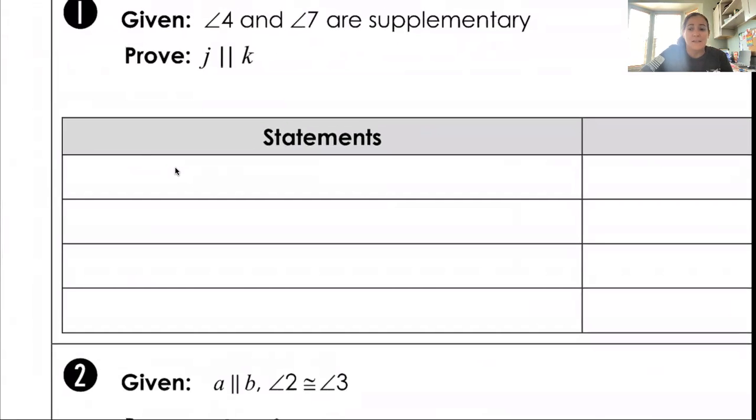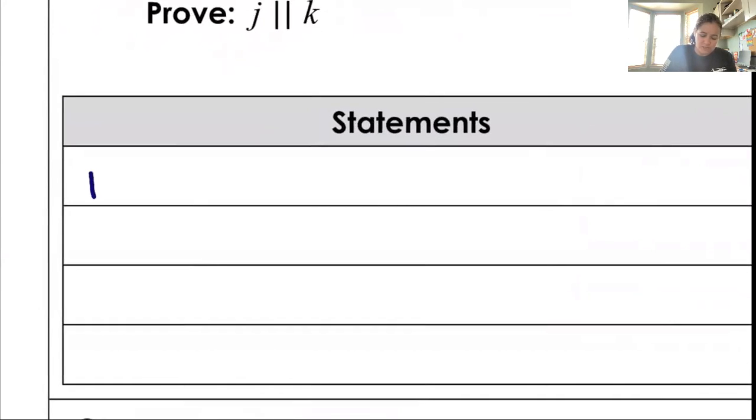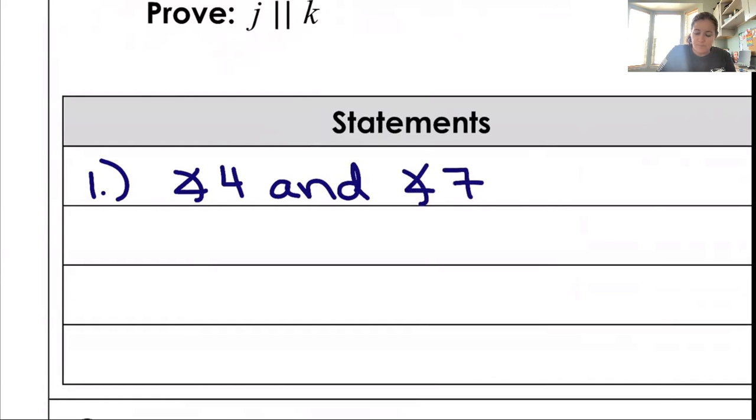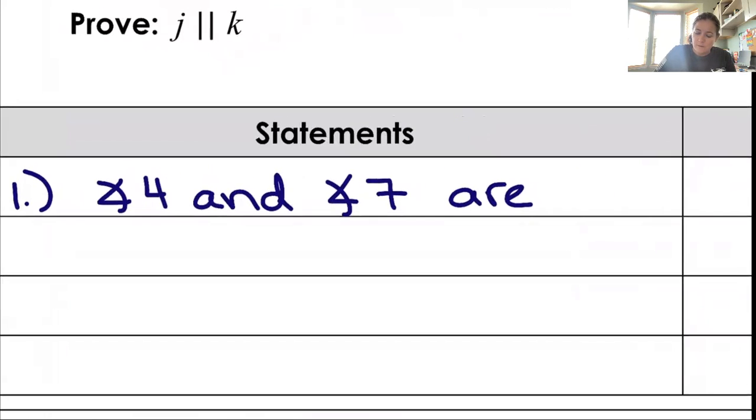Now some of these problems you can do in different directions, because remember you have all those corresponding angles and alternate interior angles. So some of them you can do in multiple ways, but just because of time and space constraints, I'm going to go ahead and do it the way it was intended. All right, so for the given statement, of course, don't forget to label your steps. Angle 4 and angle 7 are supplementary. It's given.